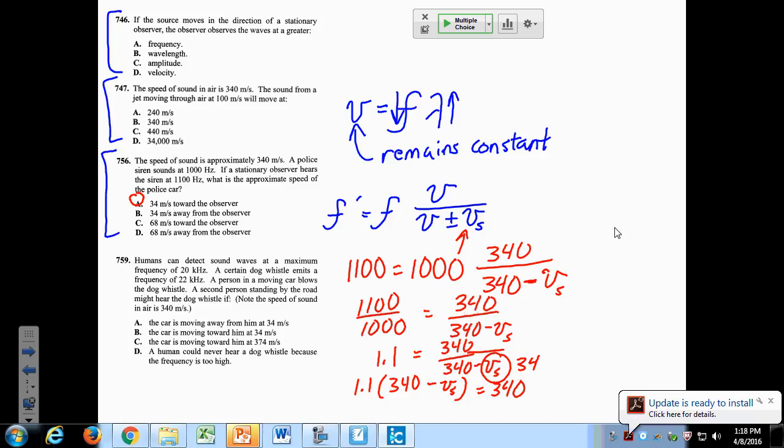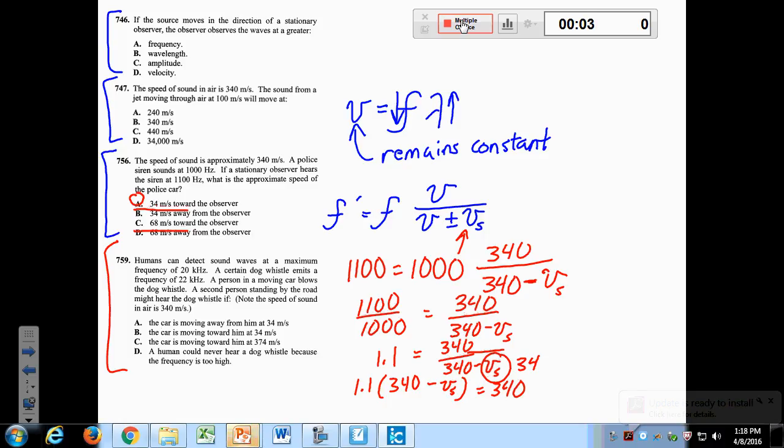Always look at your options, because here we could get rid of two options, right? We can get rid of B and D right away, and then it's just a matter of choosing between these two answers that are separated by a factor of 2. 68 is definitely not going to work there. All right, now let's try 759. Always look at your options and see which ones are just not realistic.